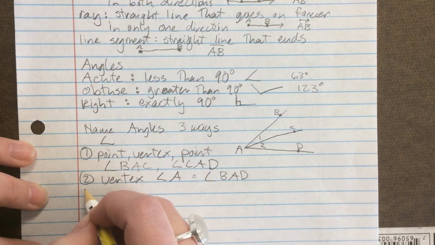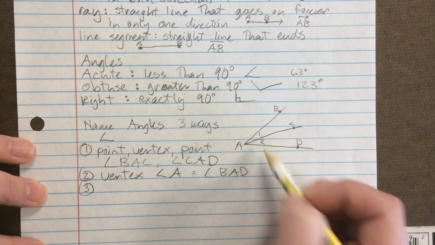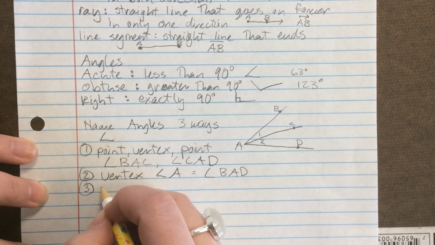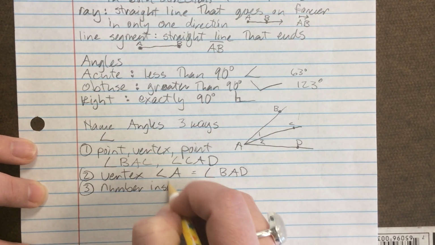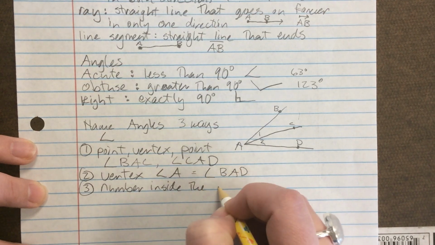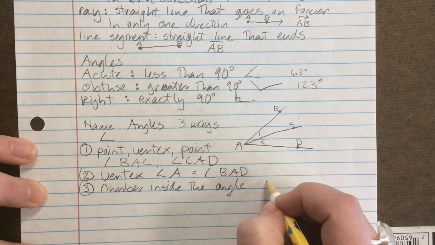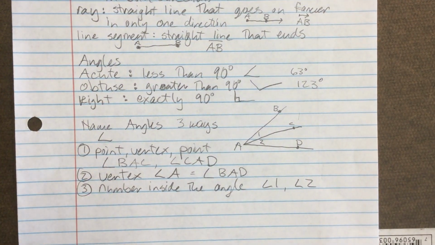Okay, and then the third way to describe angles is if you do have numbers on the inside of them, you can just call it by the number inside the angle. Okay, and so for example, you could have angle 1, or angle 2. And that's how we would talk about those angles.